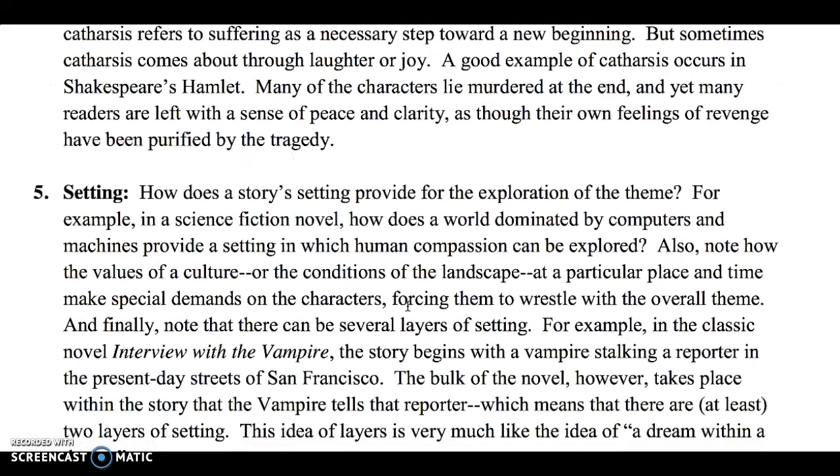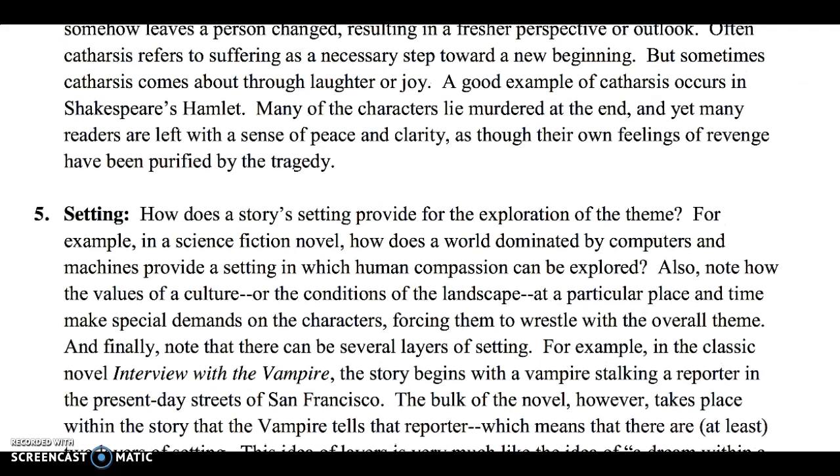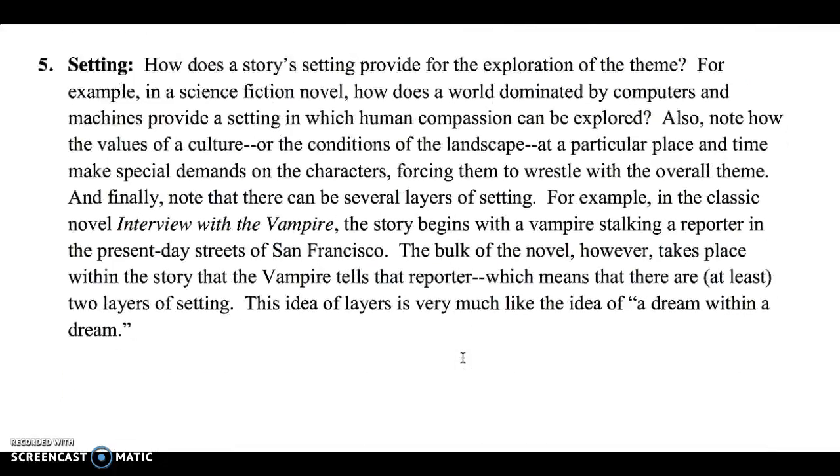And finally, setting. How does a story's setting provide and really look at the exploration of the themes? Setting is really cool to talk about and think about a little bit more. Why is this story set here? For what reason? For what purpose? What does that have to do with the story? There can be different layers of setting, as they say here. You can have different parts that come up with that.